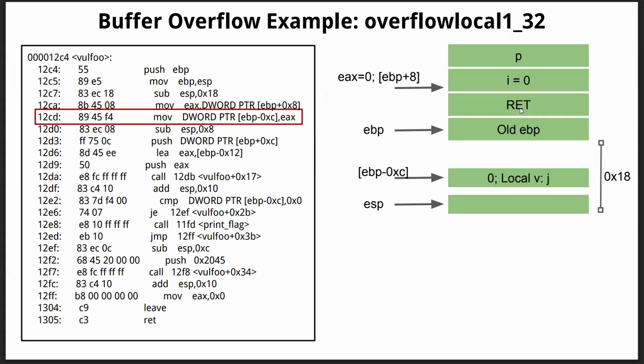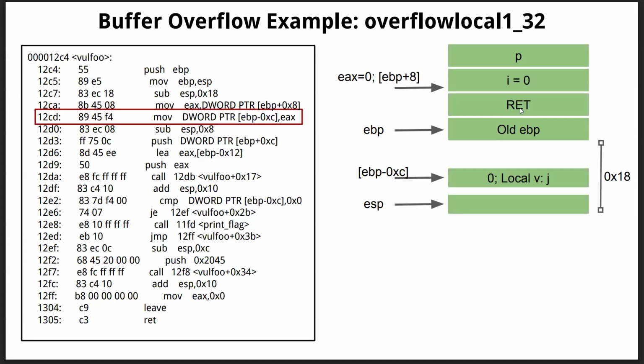So the next step is to move the EAX value to EBP minus C, which means EBP minus C will have the local variable j, right? So that local variable j now also has value 0. From where ESP points to where EBP points to, we have 24 bytes. This local variable is at EBP minus C, and C is 12. So here we still have 12 bytes.